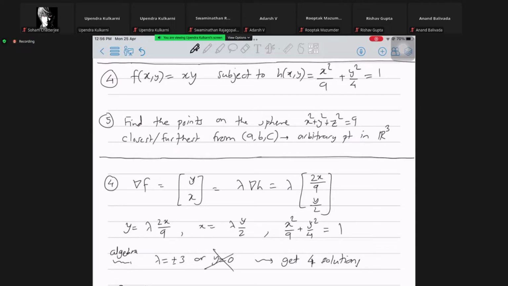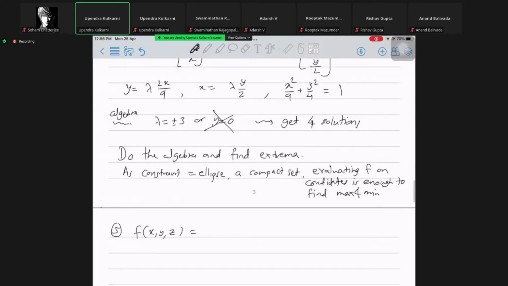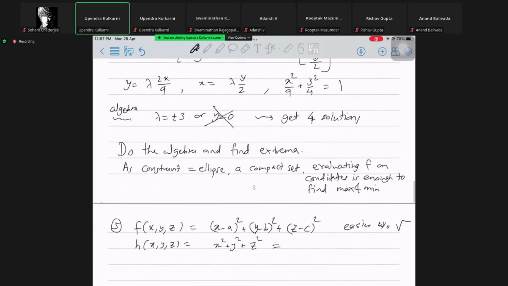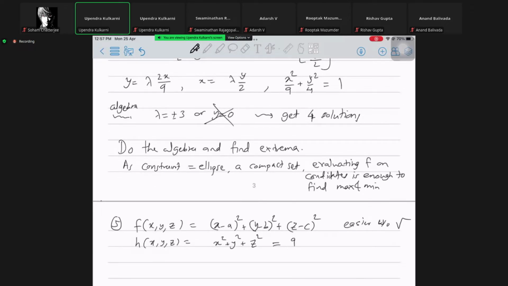Of course, we can try to maximize or minimize this, but it is easier to maximize without taking the square root. It's really the same. So x minus a the whole square plus y minus b the whole square plus z minus c the whole square is here without the square root, and it's equivalent, right? And h is equal to x square plus y square plus z square. The constraint is this is equal to, what did we have, 9, whatever, something. So shall we do this or can I leave this to you?